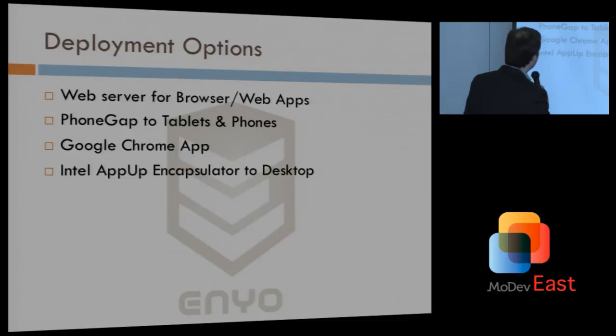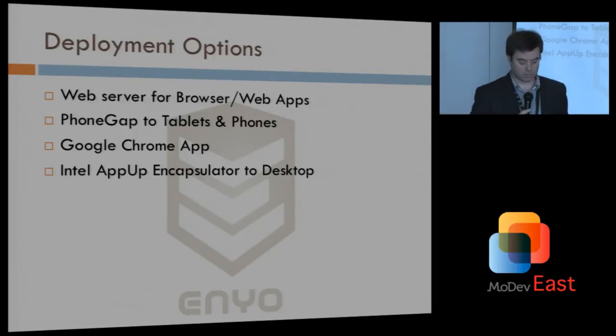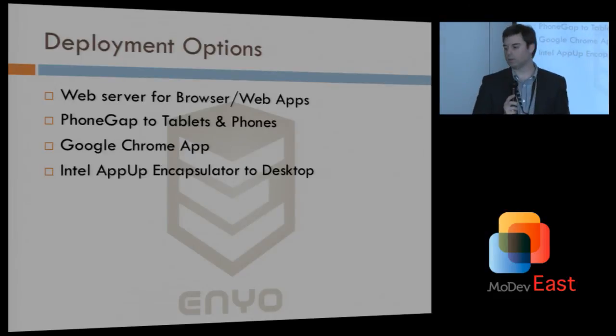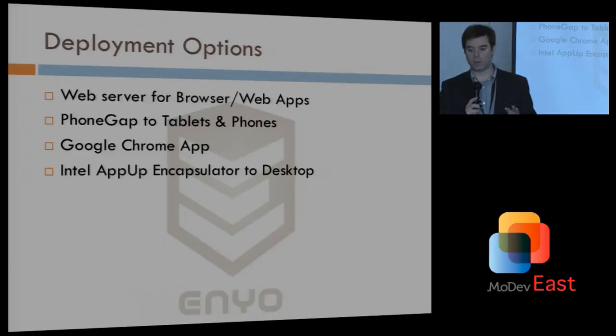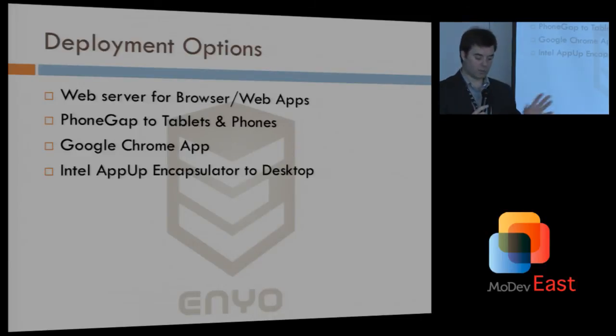So you've created an application within Enyo. What do you do with it? As I said, we're cross-platform. How do you get it to these different platforms? For web, you can easily host an Enyo application in a web page, put it within a certain div within a web page, or serve it as the whole document. You can deploy it to tablets and phones using PhoneGap.